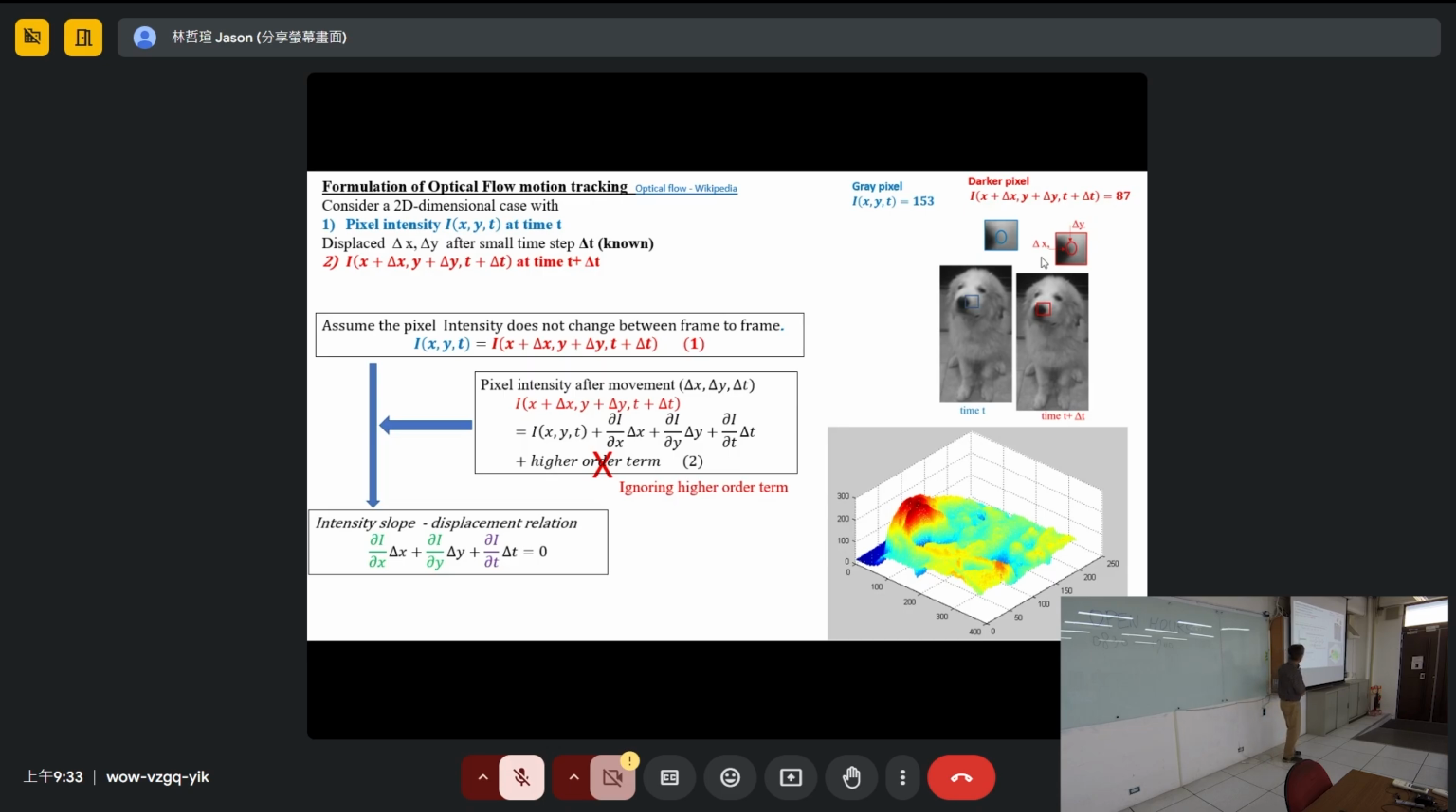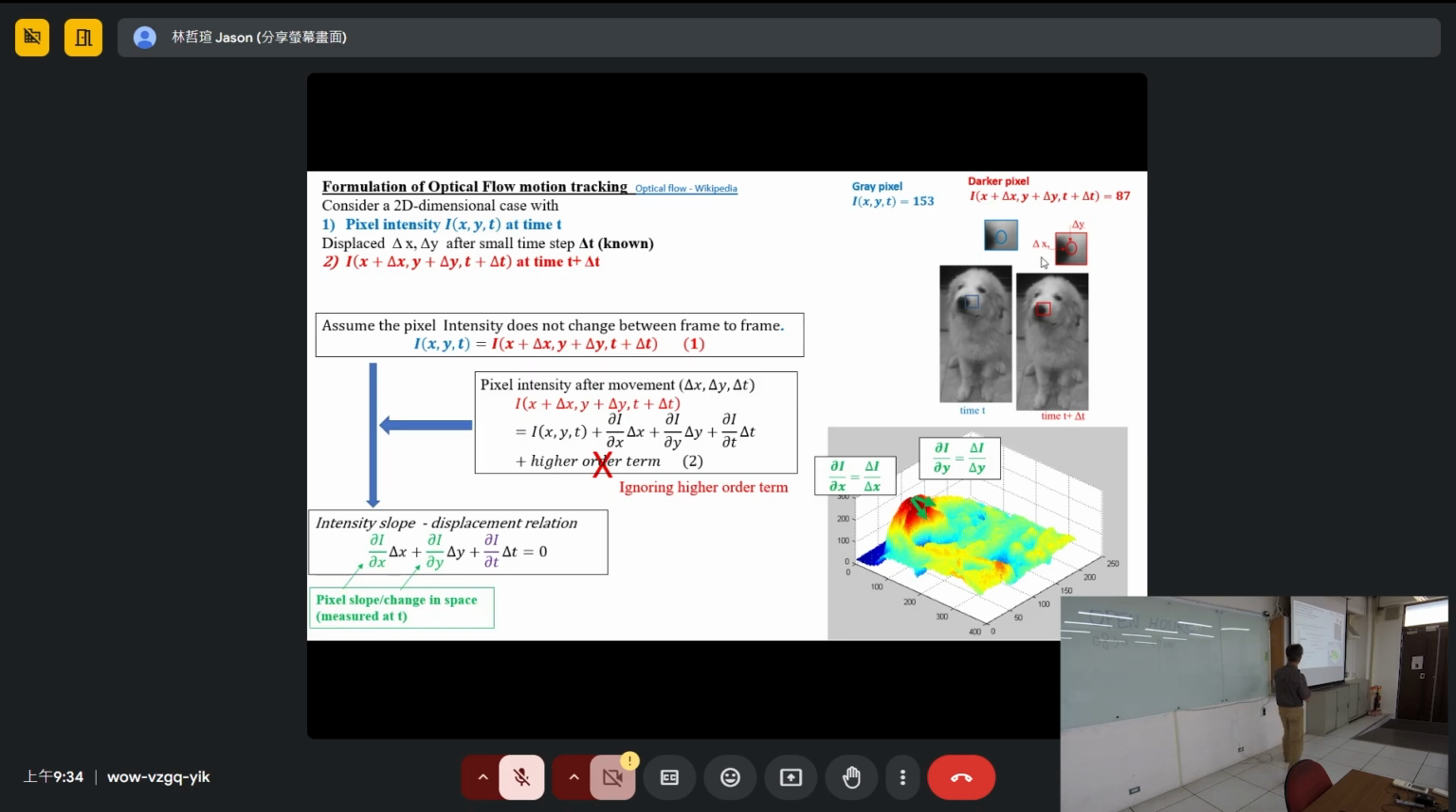So in this equation, delta t is the frame rate, 0.01 or 0.02. This we know. Delta x, delta y is the movement of the pixel. We don't know. And what is this? I differentiated by x, I differentiated by y, I differentiated by time. What are they? Can we measure? Actually, we can measure. This is the pixel slope or pixel change in space.